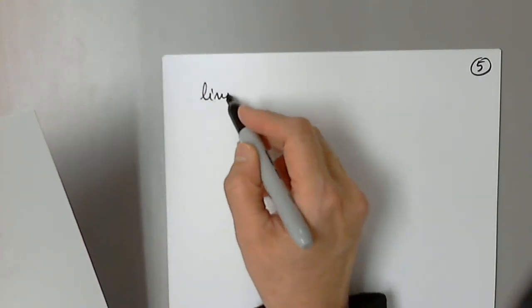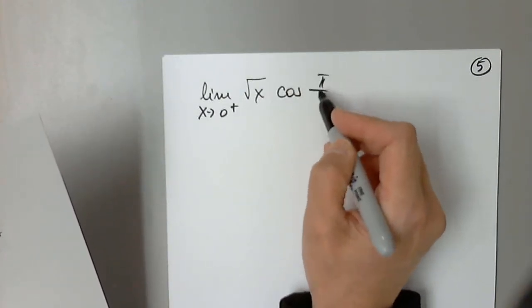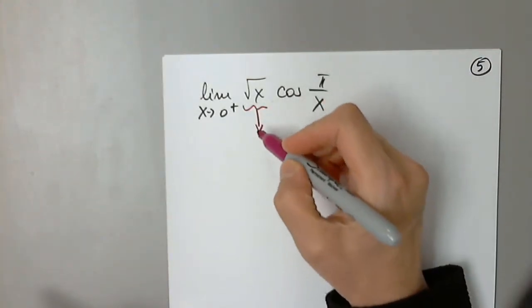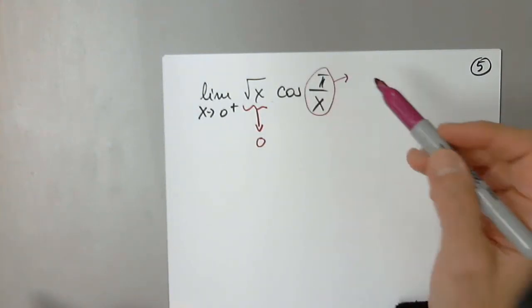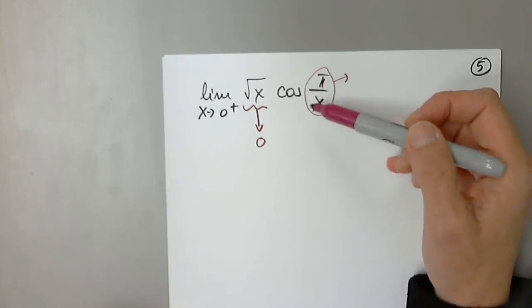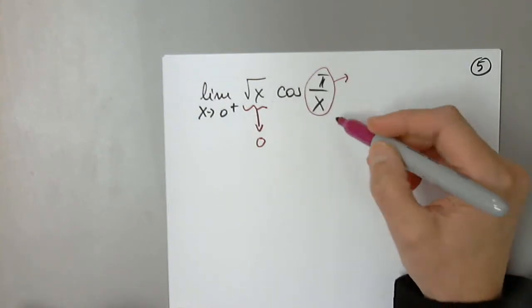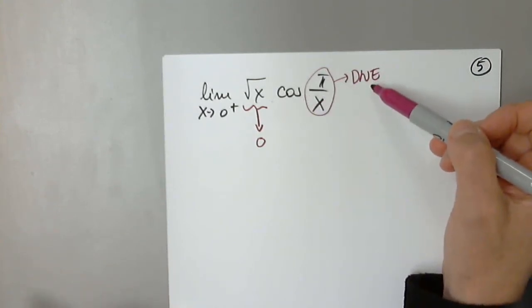So we have the limit as x approaches 0 from the right of the square root of x times cosine of pi over x. Like with every limit, we have to plug it in first. And when we plug it in, we realize that this approaches 0, and this approaches, not in the least, right? Remember the graph of 1 over x. You cannot say that when x approaches 0 from the right, this is 0. You can't say that, right? So this does not exist.